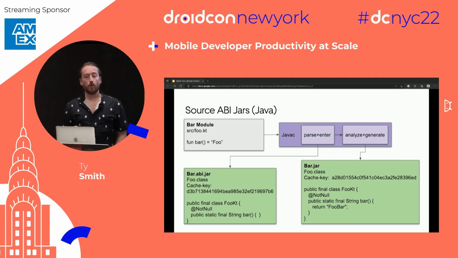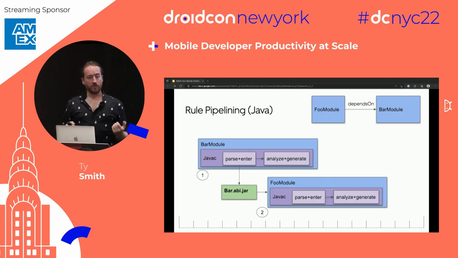So this unlocks a really cool thing called rule pipelining, where you can have two modules that depend on each other. You start to build one, it emits the ABI jar, and then continues on. When it emits that ABI jar, it unlocks the parent to start building right away. And so they can start building in parallel, even though there was a dependency of one on the other.